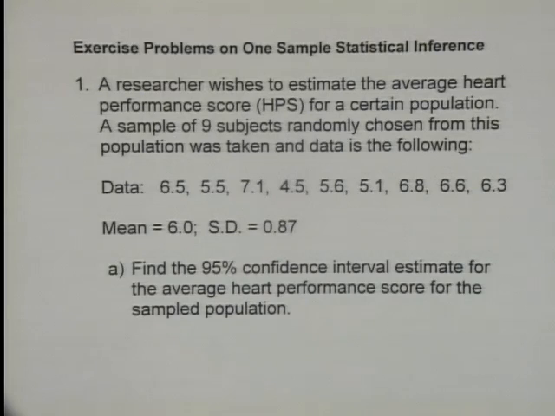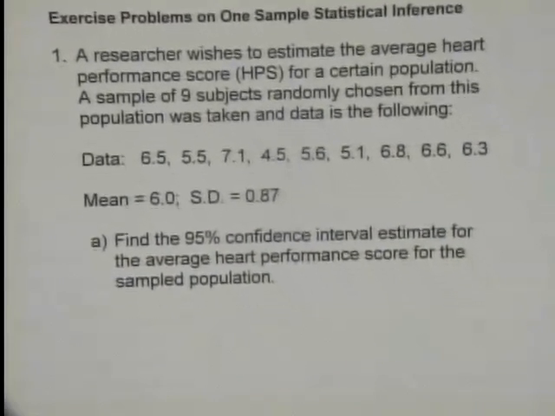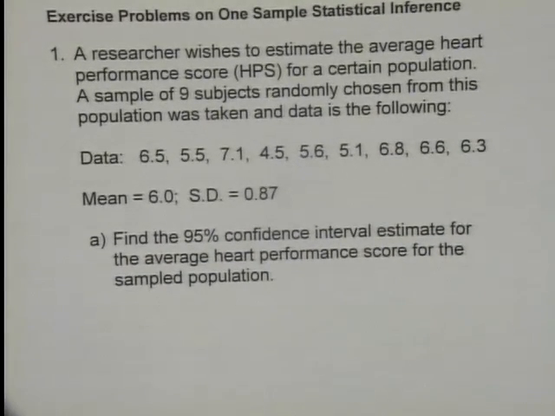Okay, so let's look at this example. I have data here, 9 subjects. I want to estimate the average heart performance index for the population where the sample is from. So I have 9 pieces of data, and I want to find a 95% confidence interval for estimating that. What should I do?